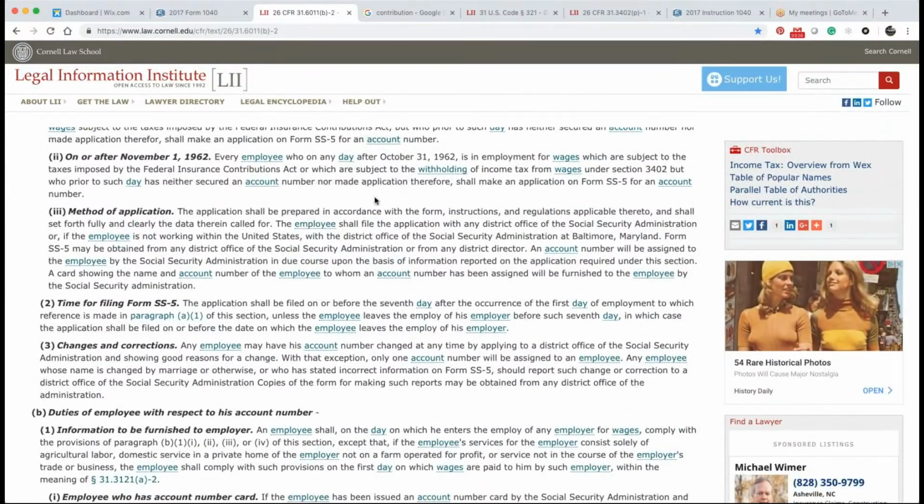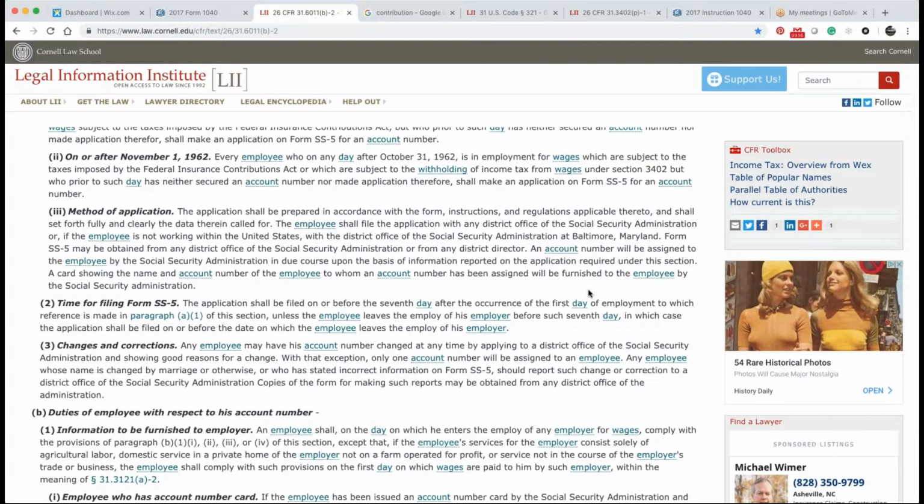3, method of application. The application shall be prepared in accordance with the form, instruction, regulations applicable thereto, and shall set forth fully and clearly the data therein called for. The employee shall file the application with the District Office of Social Security Administration, or if the employee is not working within the United States, with the District Office of Social Security Administration at Baltimore, Maryland. Form SS5 may be obtained from any district office of the Social Security Administration or from any district director. An account number will be assigned to the employee for the Social Security Administration in due course upon the basis of information reported on the application required under this section. A card showing the name and account number of the employee to whom an account number has been assigned will be furnished to the employee by the Social Security Administration.